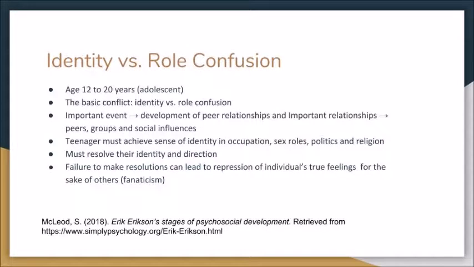Last is identity versus role confusion. This is from ages 12 to 20. The important event is development of peer relationships, and the important relationships are peers, groups, and social influences. The teenager must achieve a sense of identity in occupation, sex roles, politics, and religion. In addition, they must resolve their identity and direction. Failure to make these resolutions can lead to the repression of aspects of the individual for the sake of others.